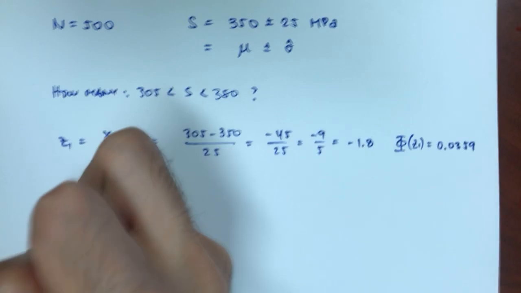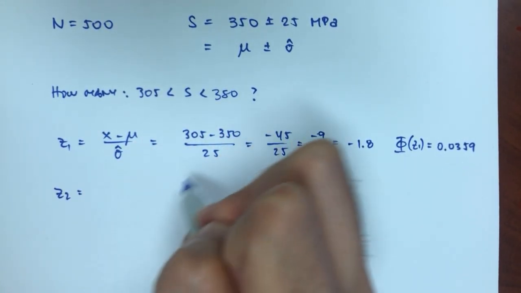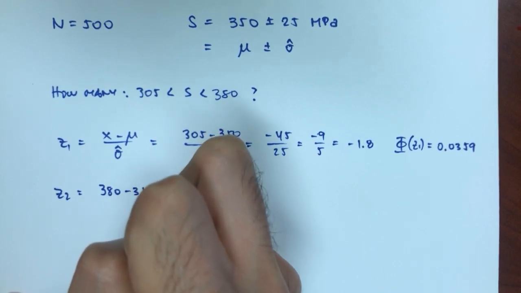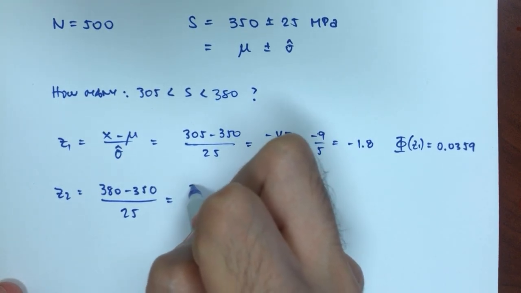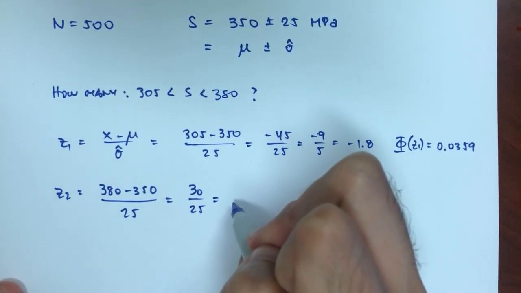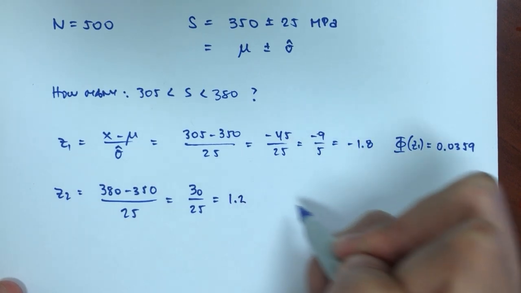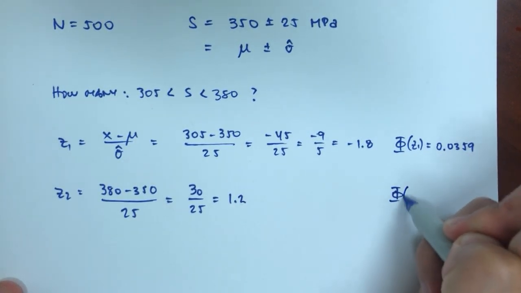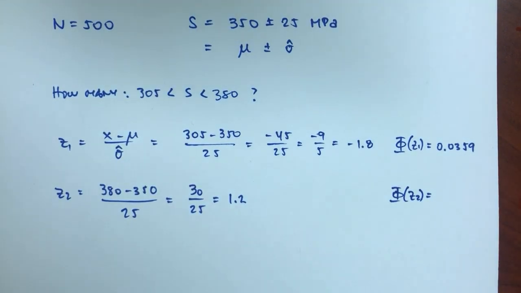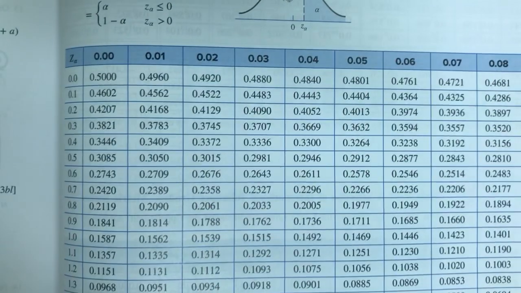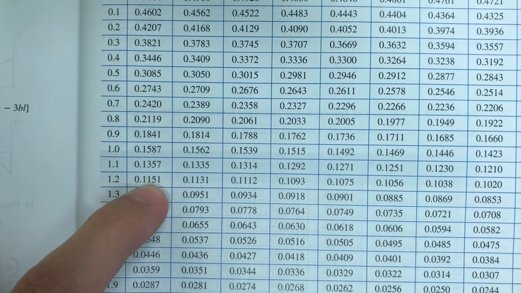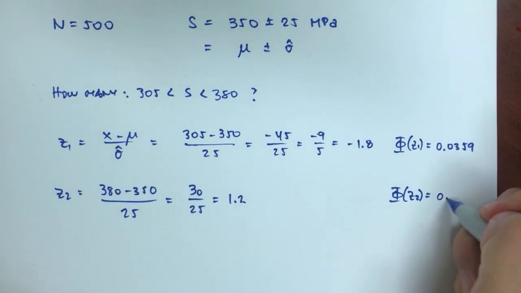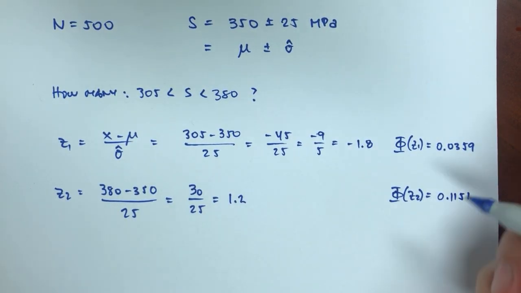Okay, and then for the other limit, z2, it would be 380 minus 350 over 25. This would be 30 over 25, or 1.2. So the probability for that z2 would be finding that 1.2 in this table. So go to 1.2, and its probability is 0.1151. Okay, so what is the probability?